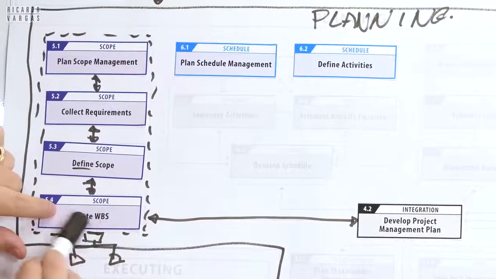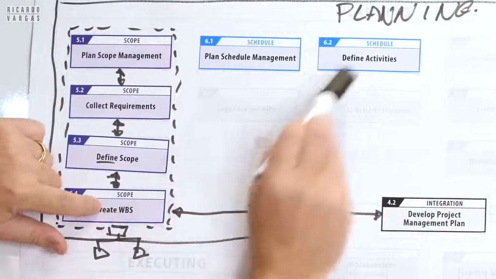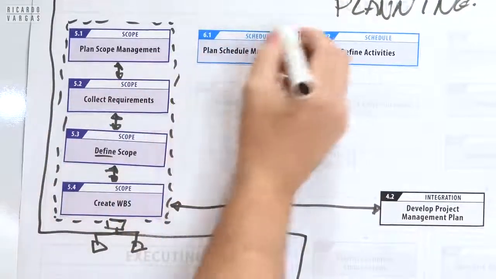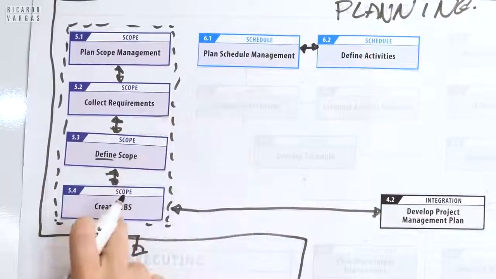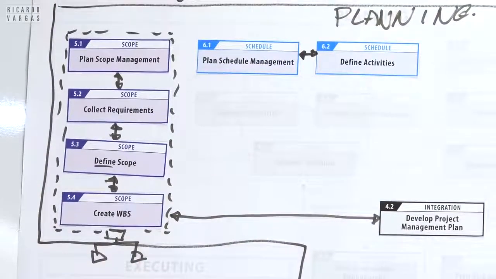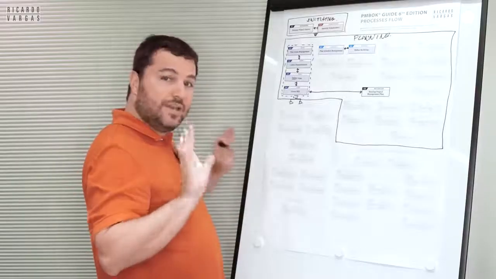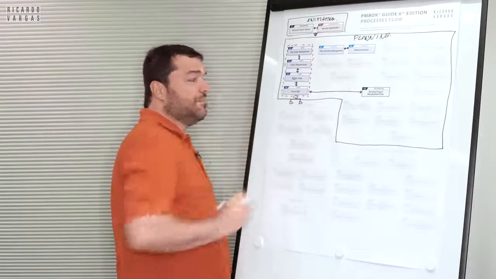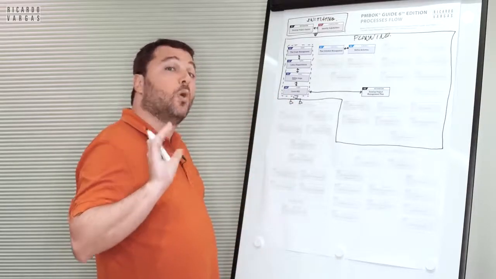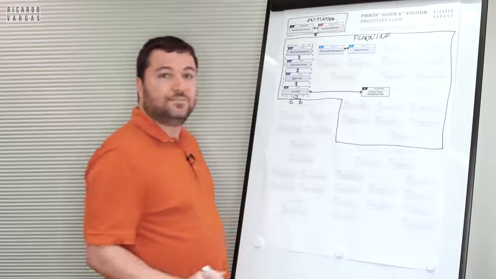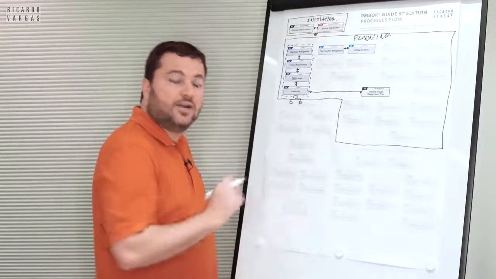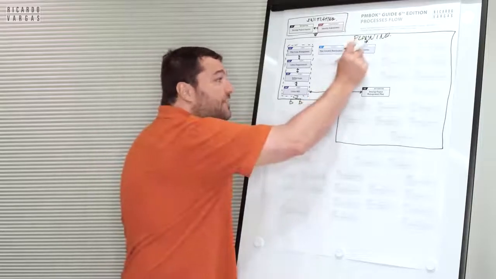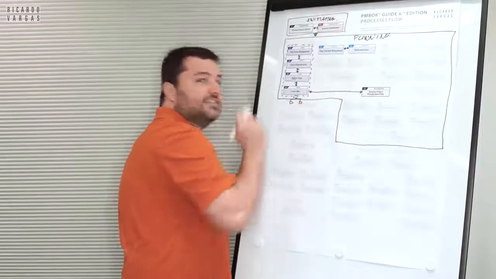Here you create a WBS. Here you are defining the activities you need to accomplish to deliver that work package on your WBS. So let me give you an example. WBS package: door. Tasks: cut the door, frame the door, put the lock. So these are the activities that will deliver that scope.